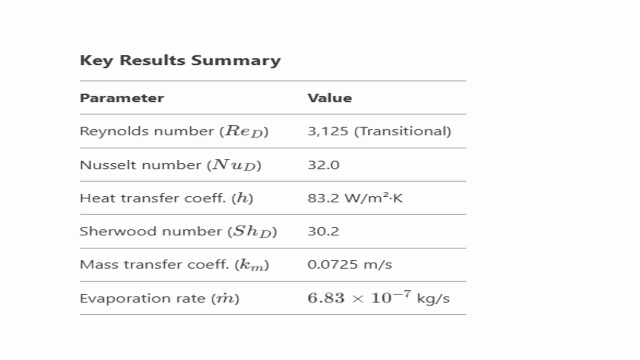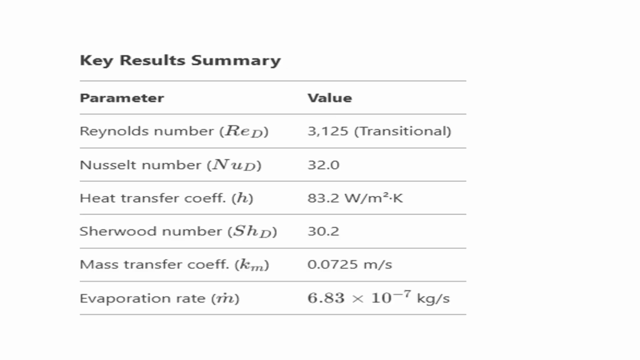Next, now the overall summary, that is the key results from all these parts. First we found out the Reynolds number. The Reynolds number came out to be 3125 and the flow was neither turbulent nor laminar. It was a transitional flow. Next, we found out the Nusselt number, which came out to be 32. We found out the heat transfer coefficient, whose value was 83.2 watt per meter square Kelvin. Take care of the units.